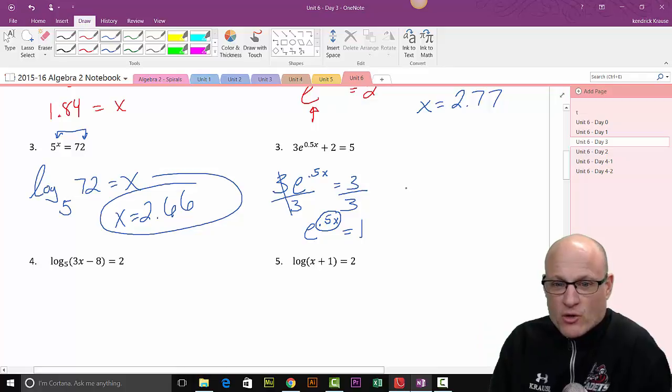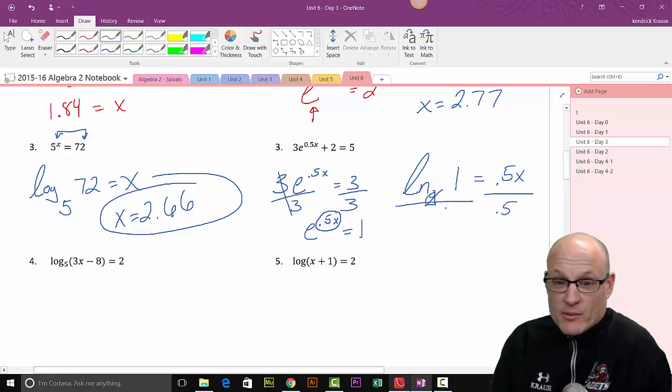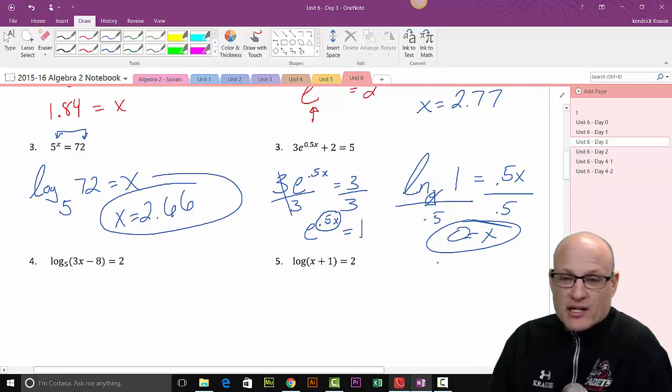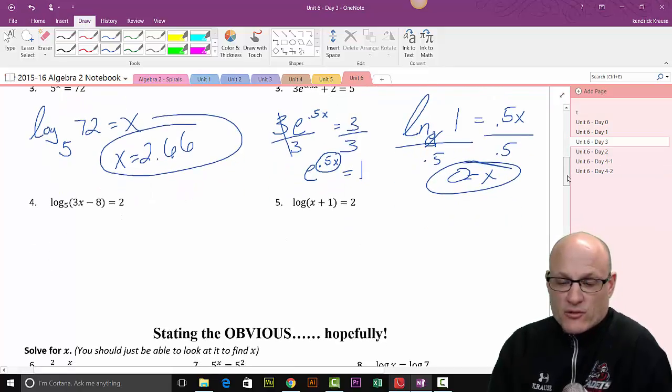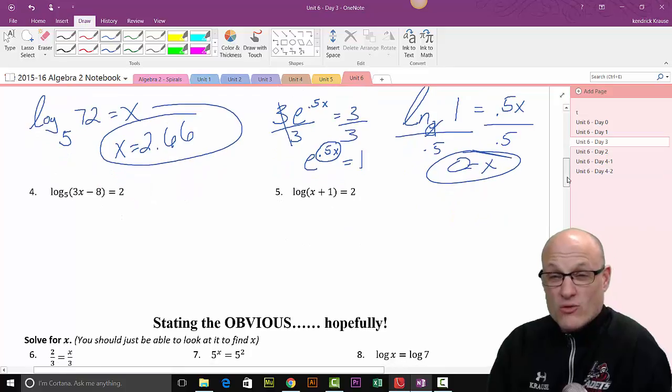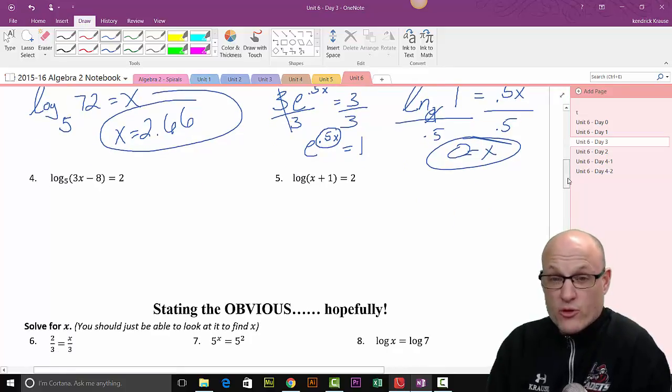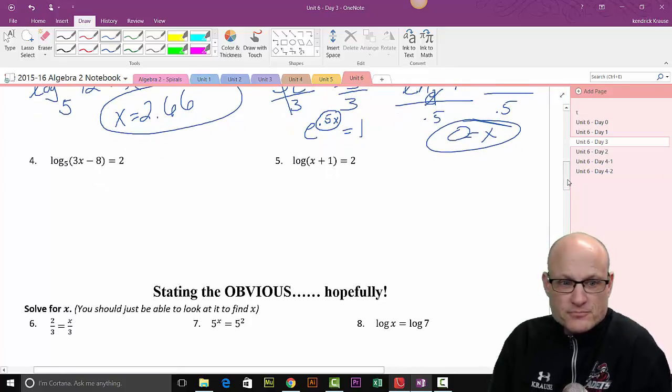Okay, so natural log of e, but we don't need e, of 1 is equal to 0.5x. Now, the natural log of 1 is just 0. Divide by 0.5, divide by 0.5, and I get x equals 0. I'm not going to bother doing that calculation. You should know the natural log of 1 is 0. Remember, logarithm functions always go through the point 1, 0.